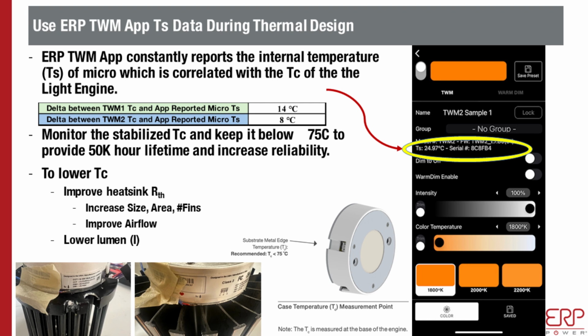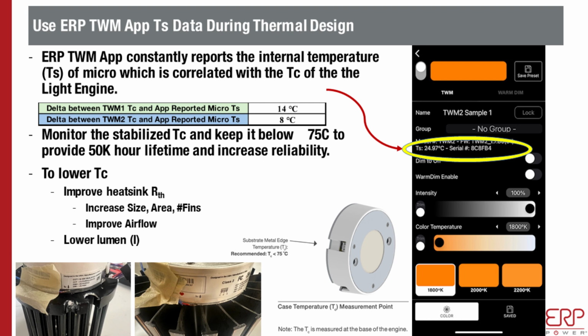So in this case, you could see where I have that yellow oval shape. It constantly reports the microcontroller temperature. And just as an example, I've given you the delta in this particular case with, let's say, TWM2 and TWM1. What is the correlation between the internal microcontroller TS and the TC?